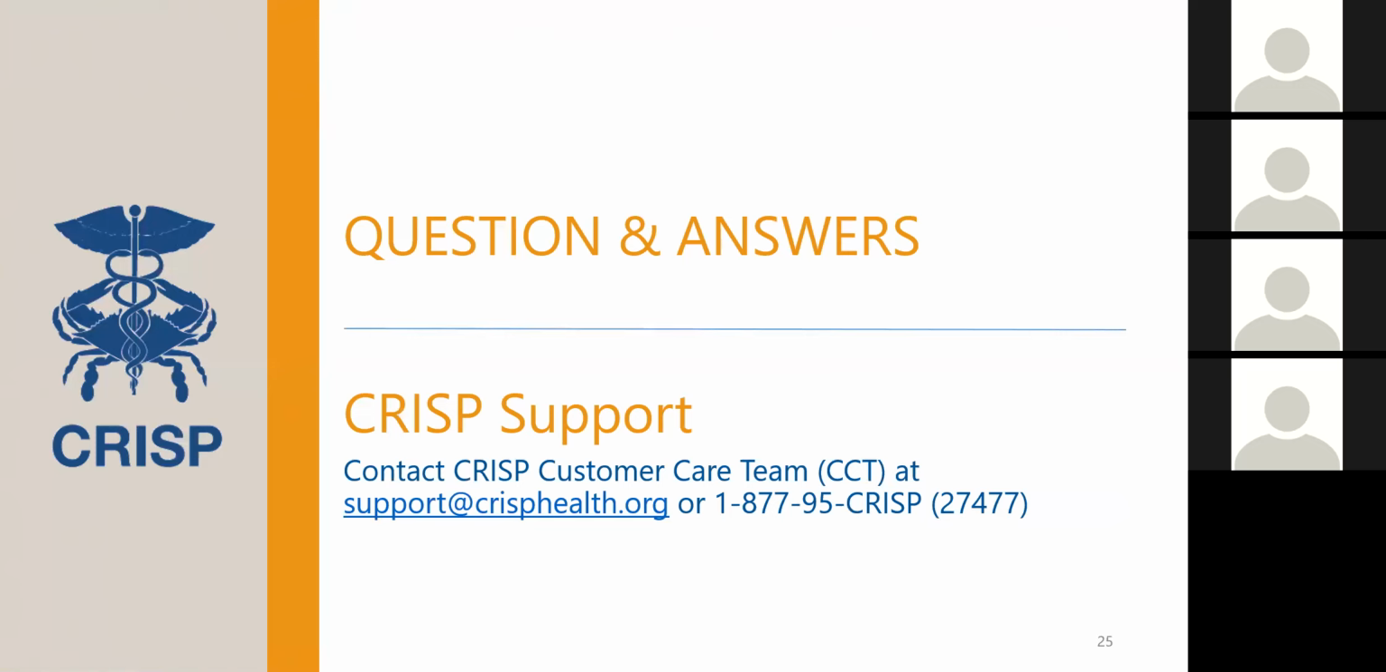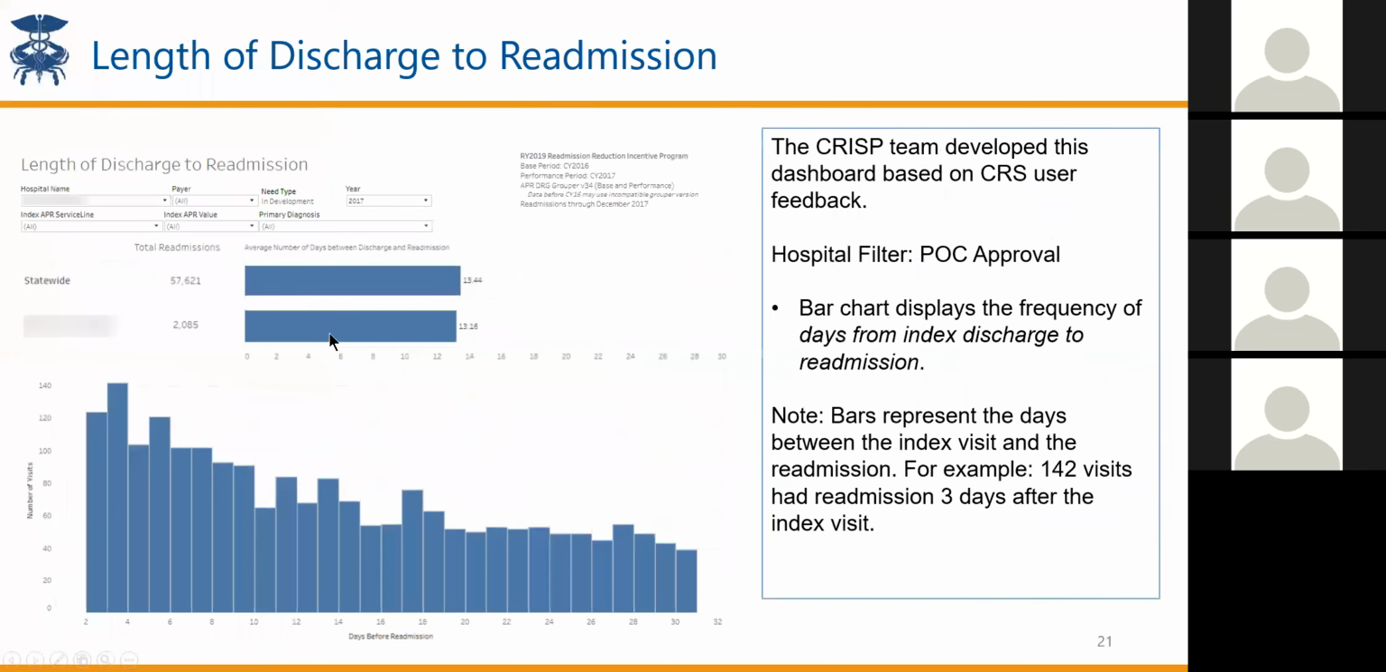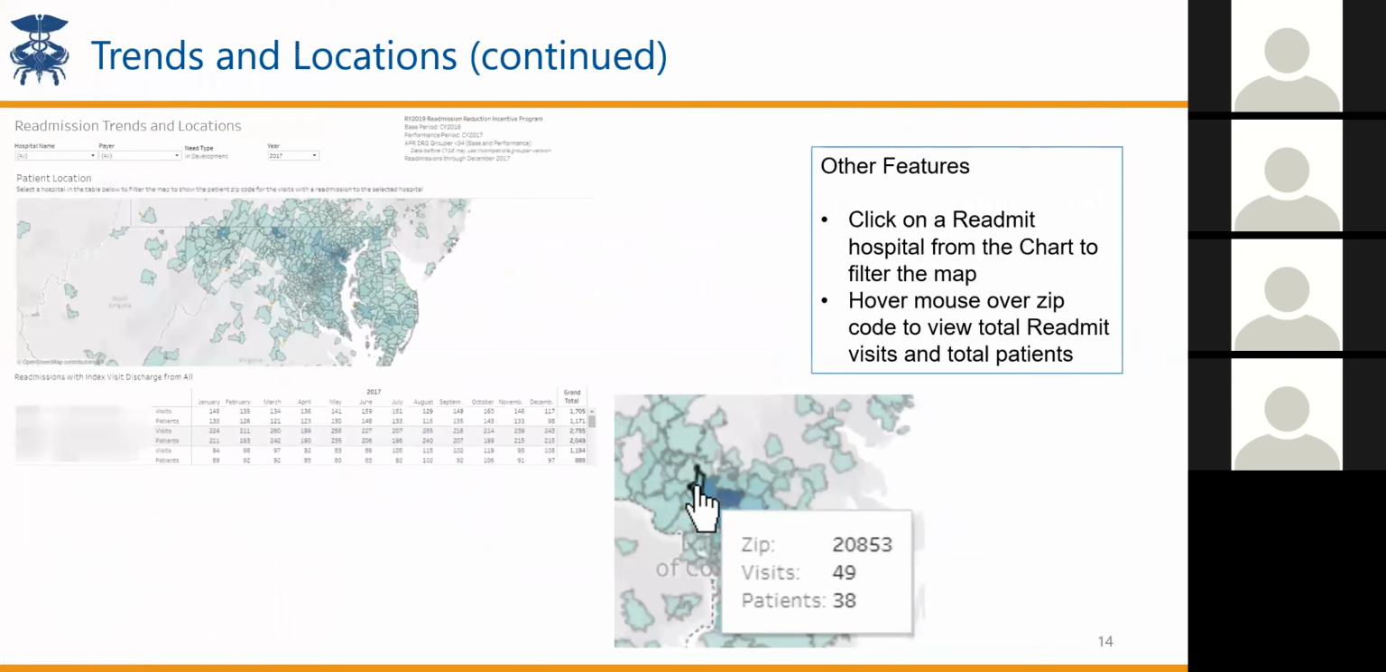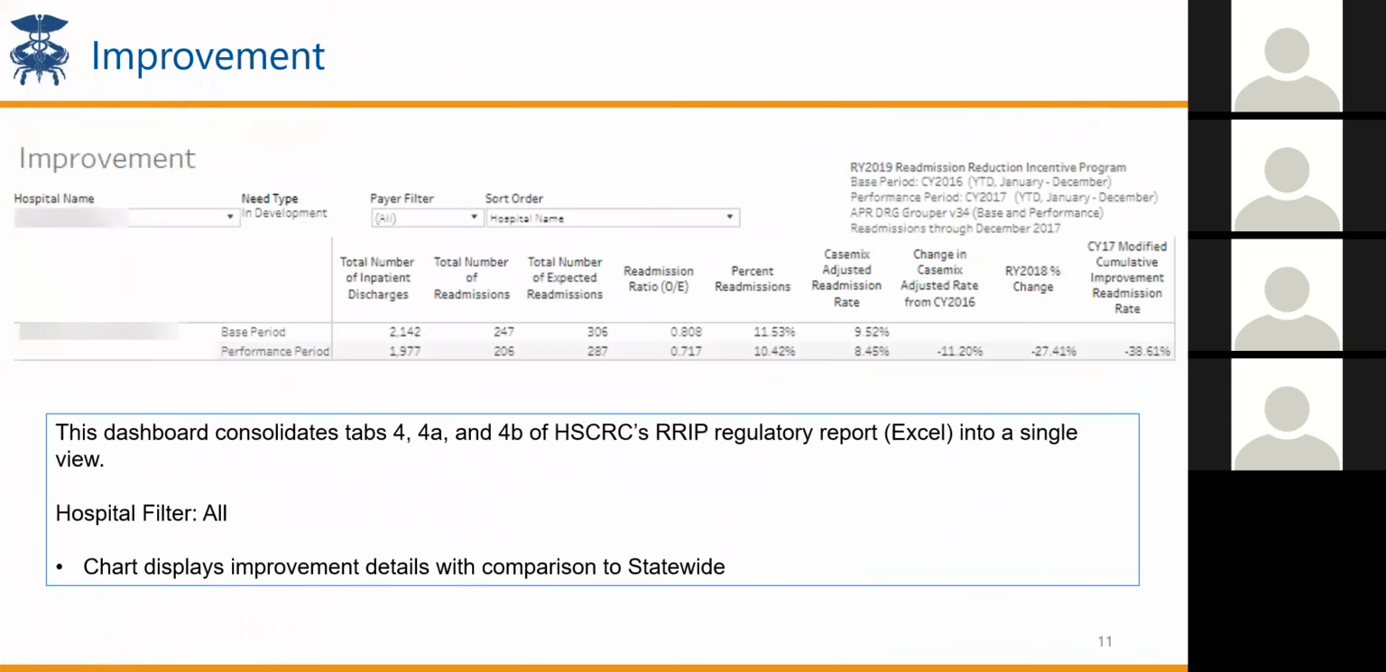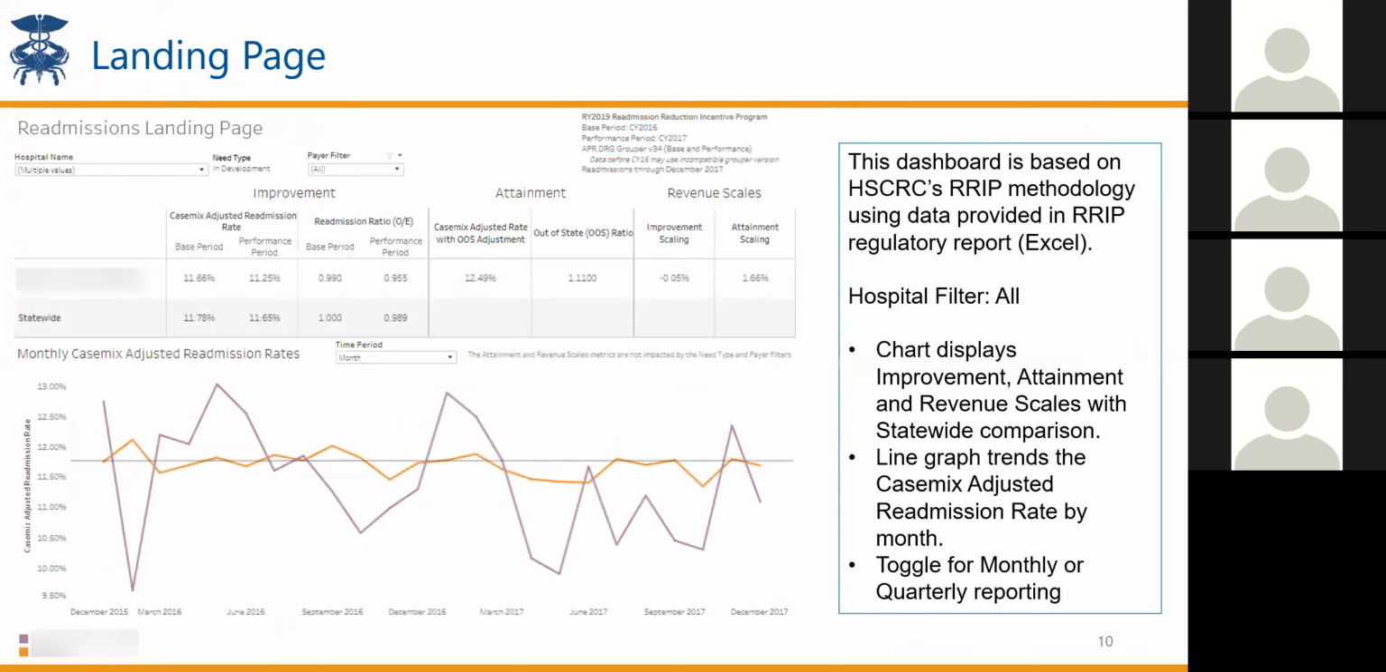Next question in the chat, will we have the ability to view the data by month and year or only full calendar year? With the majority of the dashboards, we do break it out by month. I know that the trends and locations report, and I'm just going to scroll back through the presentation here, trends and locations breaks that out by month, as does the landing page with your official scores with tabs 5A and 5B. So if the person that asked that can clarify which dashboard they're looking at, that would be helpful.